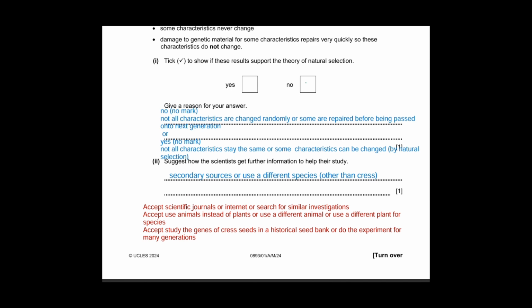The second question is about scientists getting further information about their study. What can they do? The question is, suggest how the scientists get further information to help their study. They can get other information from research they do on the internet. They can get it from different sources, maybe from the media, and so on. So now we can proceed to the next question.